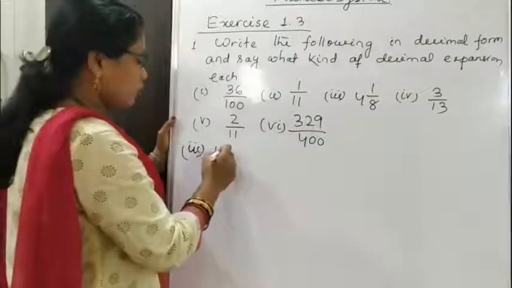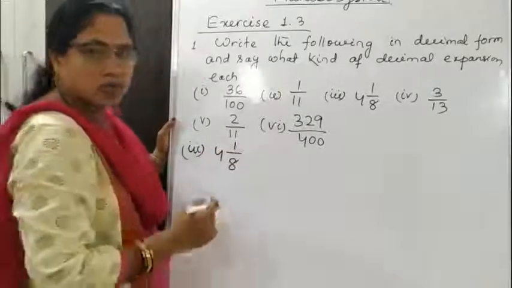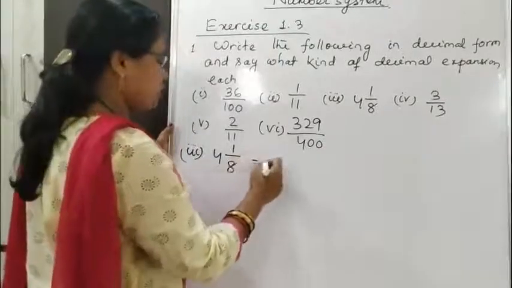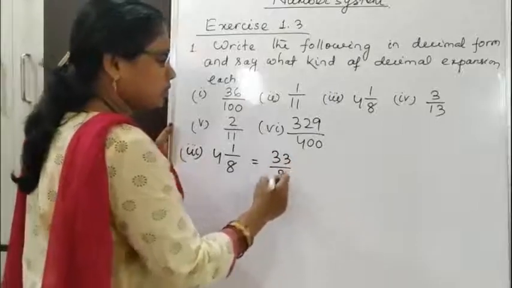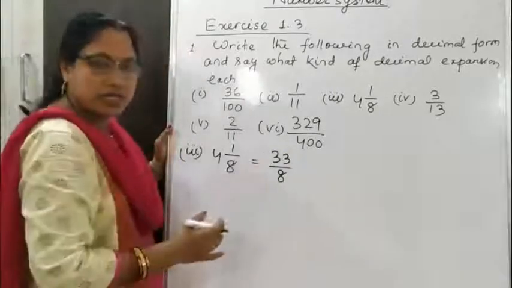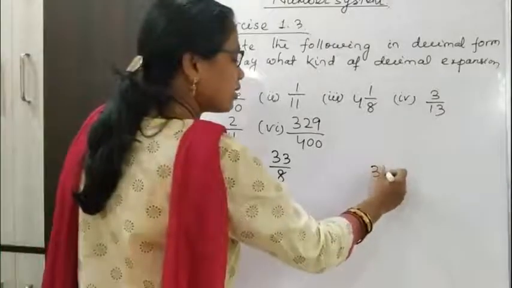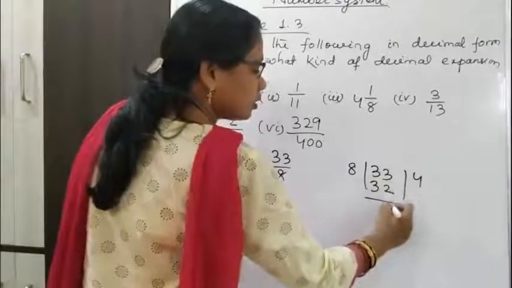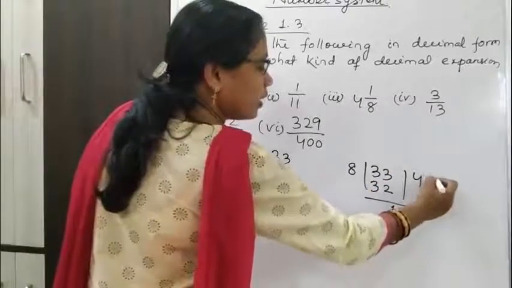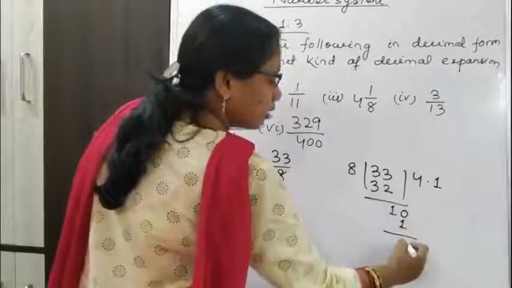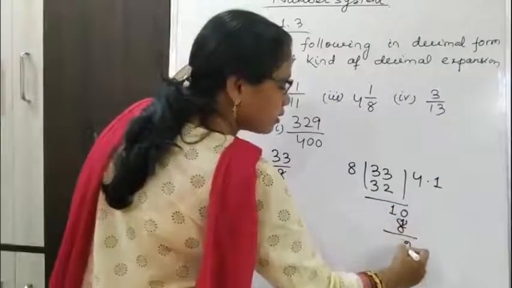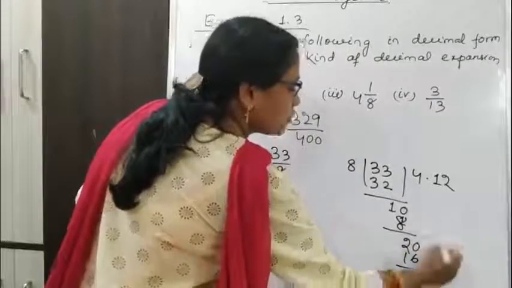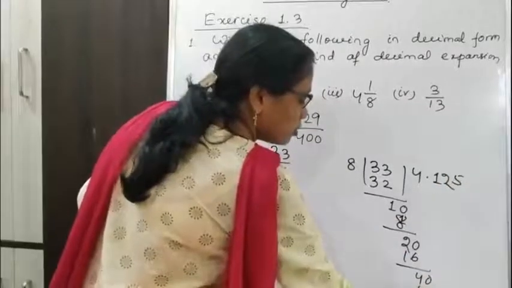Third one, 4 1 by 8. So this is a mixed number. So first we have to convert it into a rational number. So this is 33 by 8. Now to convert it into a decimal number, we have to divide 33 by 8. So 8 4s are 32, then 1, 0, then point 1, that is 8 1s are 8, then 2, 0, 8 2s are 16, then 4, 0, 8 5s are 40. So the remainder is 0.